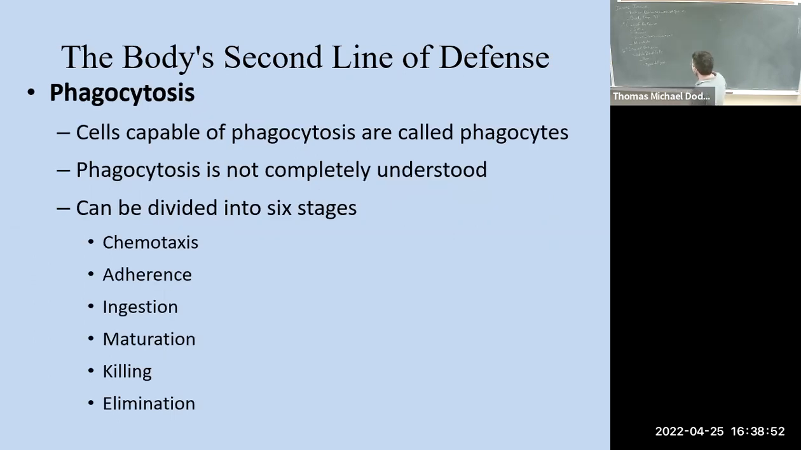Okay, now with phagocytosis, what I want you to be able to do here is, not necessarily, do I need you to use the word chemotaxis or adherence or maturation? No. Do you have to hit all 6 steps? No. But can you describe this to someone? And I'll show you a picture.